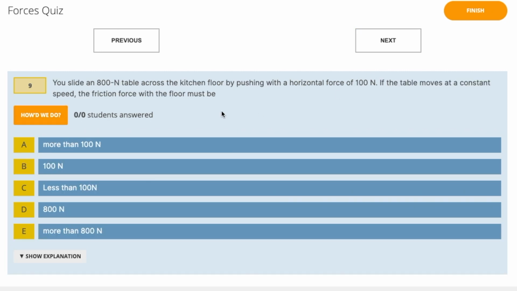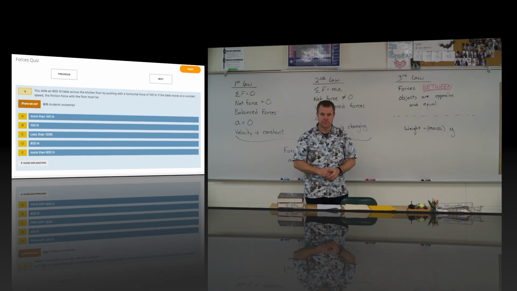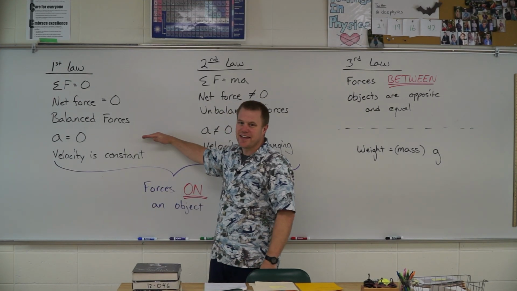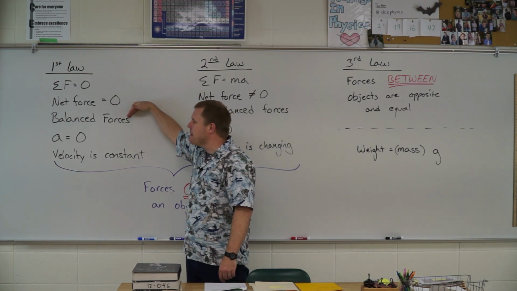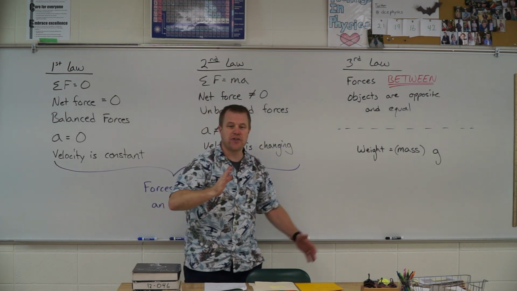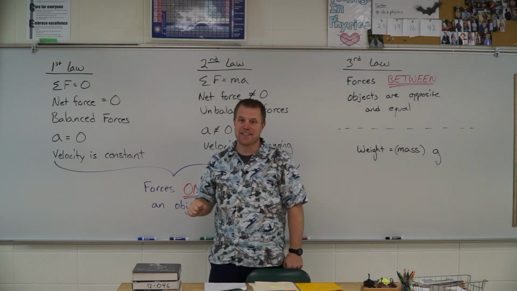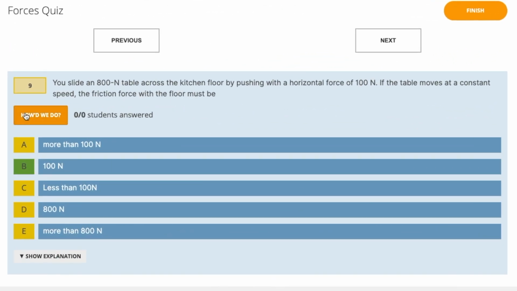You slide an 800 Newton table across the kitchen floor by pushing with a horizontal force of 100 newtons. If the table moves at a constant speed, the frictional force with the floor must be... Oh, I heard it. Constant speed. Constant speed. What's that tell me about those forces? They got to be balanced. So if you're pushing with 100, friction's got to be countering with 100. So those forces are balanced. B.